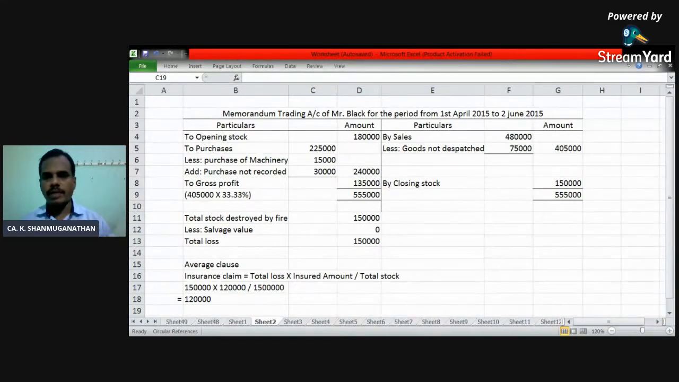Fine. If you have completed this, we can go to another model called loss of profit claim. There is yet another model called loss of profit claim. Now, what is that loss of profit claim? In that, what happens is, we are having a setback period.